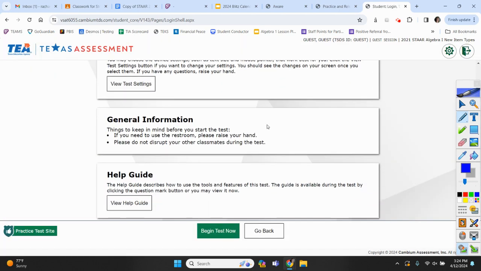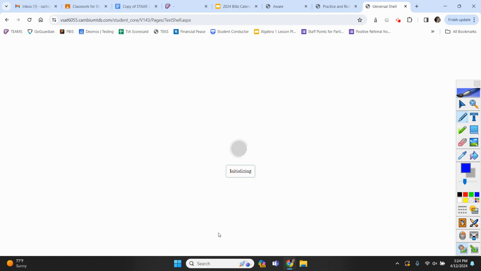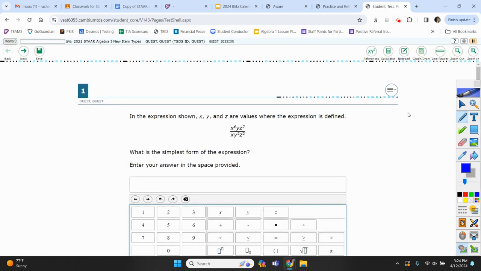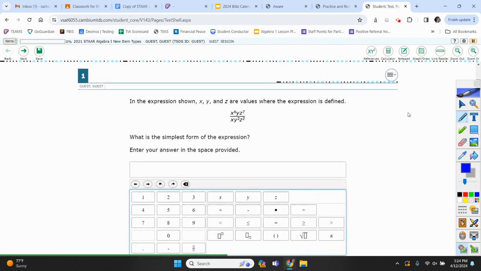And then this is all just information that you have to go through when you're actually taking the state assessment. You can read through it if you want to. I'm just going to go ahead and click on begin test now. So this is the practice test. At the end, it will give you a score, but we're not really focused on that.